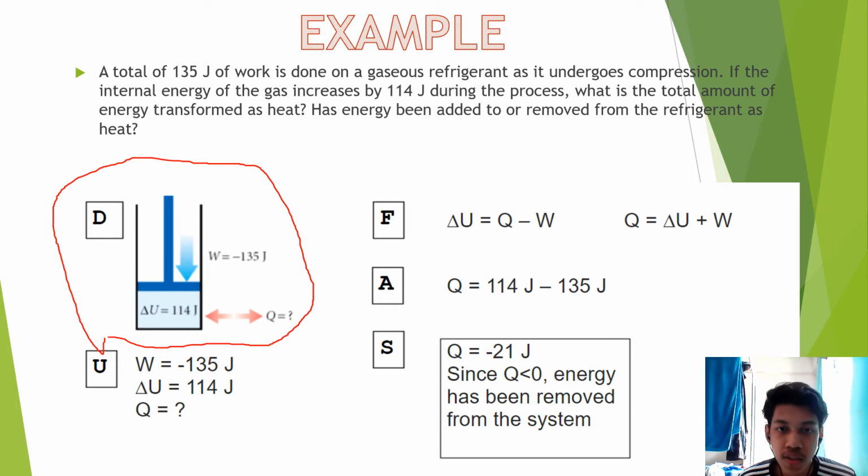And first, we must write our first law of thermodynamics, and then we just substitute in the values, and we get Q equal to negative 21 joules. Since Q is less than 0, the energy has been removed from the system, which is the sign convention. If the Q we got is negative, it means that the heat is removed or out from the system.